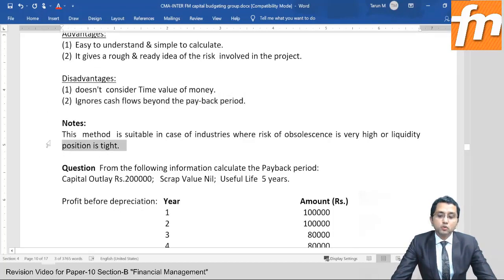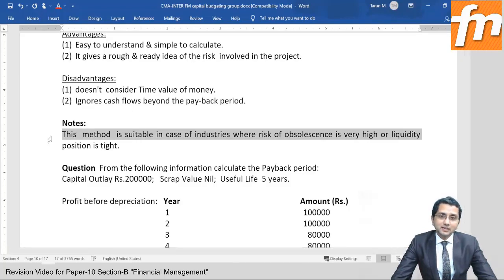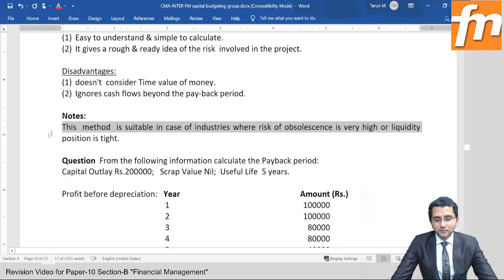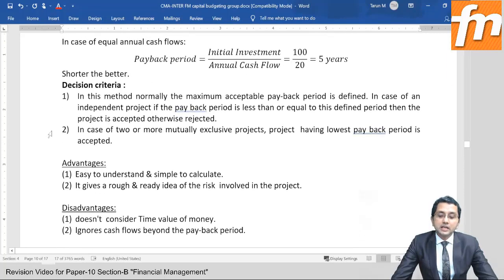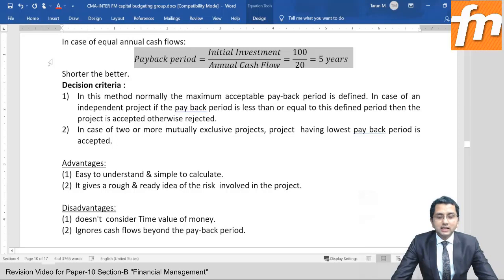This method is very suitable in the case of industries where the risk of obsolescence is very high. So with a shorter payback period, even if the machine becomes obsolete, even if the business comes to an end, at least you have recovered your principal amount. See, in case of equal cash flows, you can simply use this formula: initial investment divided by annual cash flow.